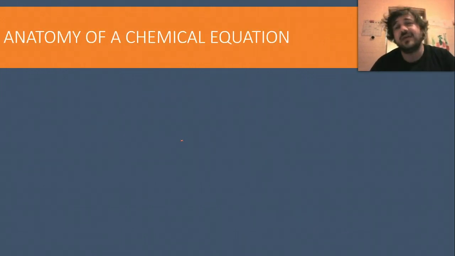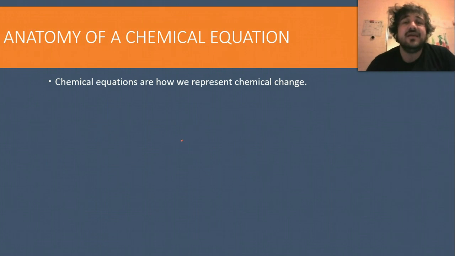The anatomy of a chemical equation. So these are how we represent chemical change. Anytime we do a reaction that involves chemistry, if either I or your teacher forget to give you the chemical equation or forget to show you how to do it, you make sure you ask us, because we should have the chemical equation for each chemical change we do.